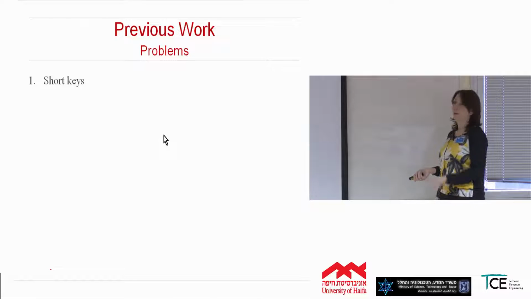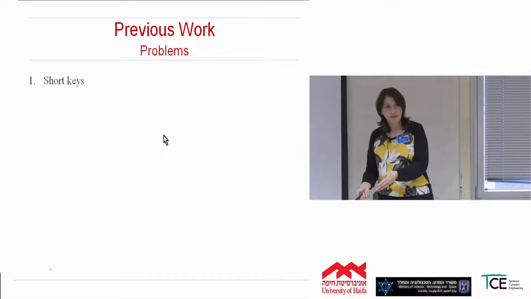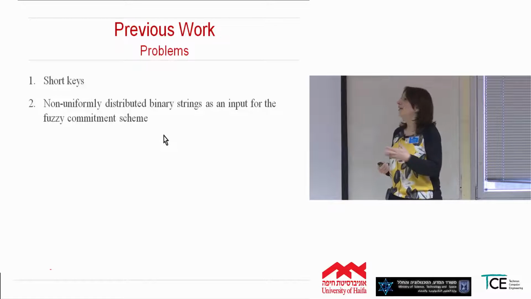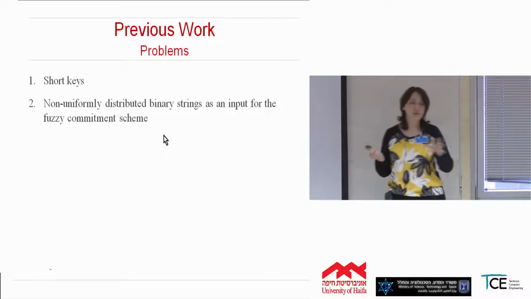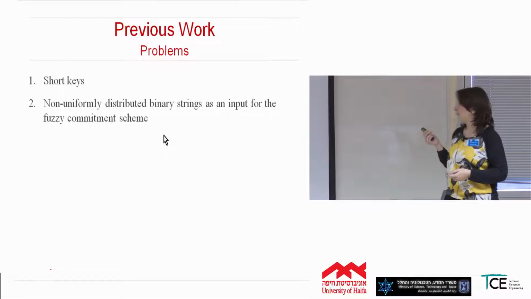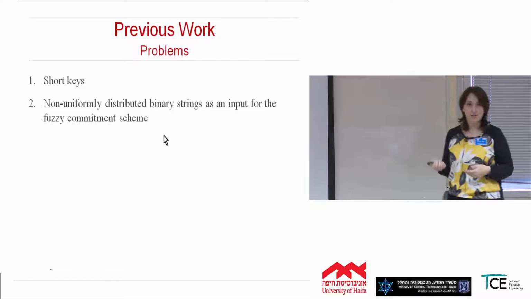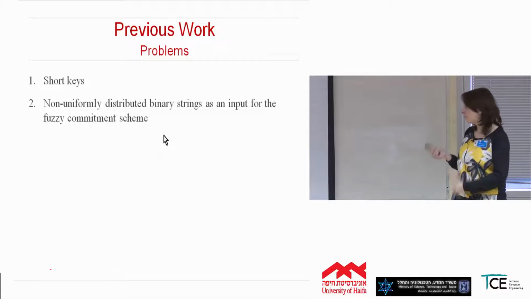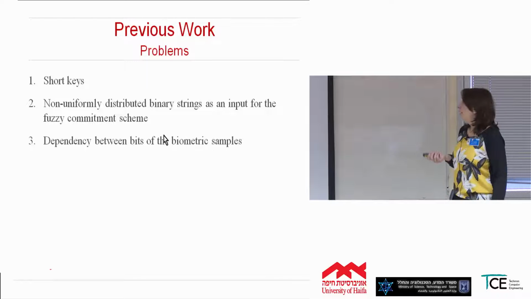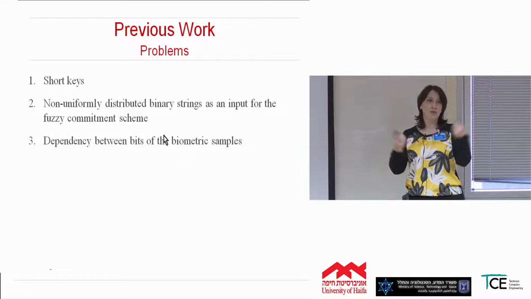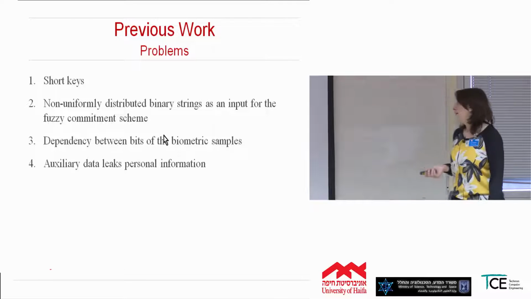Okay, so about previous work. If everything is done correctly, they end up with short keys. If the key looks long, there is kind of cheating there. Not cheating, problems. So the first problem is that we saw that people use strings which are not uniformly distributed because of the correlations and other things. And they apply the fuzzy commitment scheme. So you can't actually trust the length of the keys that you get from there. The other thing that happens is dependency between bits of the biometric samples. Again, you get a long key, but you can guess it more easily.